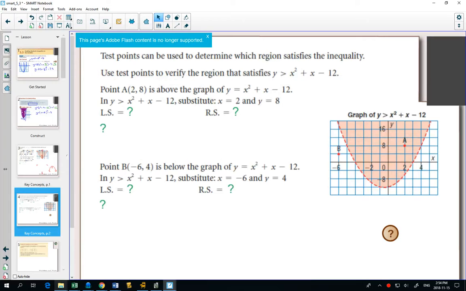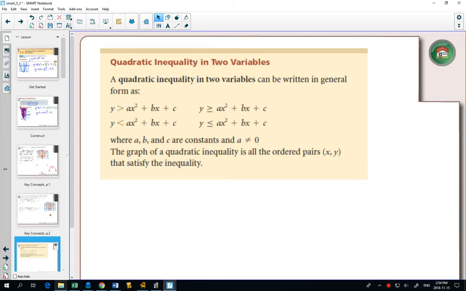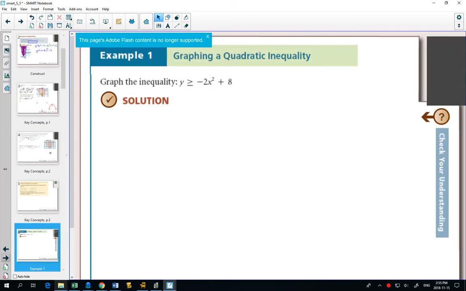So here's another one. Greater than, you would shade above. Here they're showing you in the notes that you could also use a test point, but I think shading above and shading below is probably the easiest. And so in the first section, in 5.2, we did linear inequalities. Now we're doing quadratic inequalities. And the same solid and dotted lines apply. So let's look at example number 1.